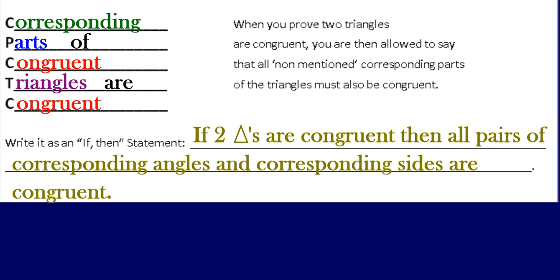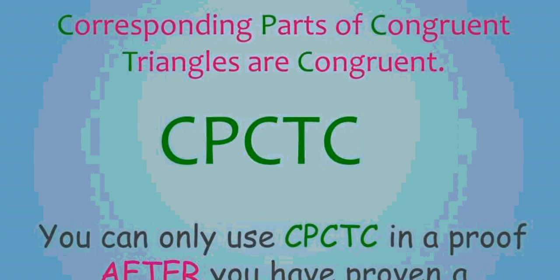We are showing that one fits on top of the other and all the pieces match up. That's the idea behind congruence. Eventually, once you show me that you have memorized what corresponding parts of congruent triangles stands for, corresponding parts of congruent triangles are congruent, we can abbreviate it using CPCTC, and that's what you'll use.